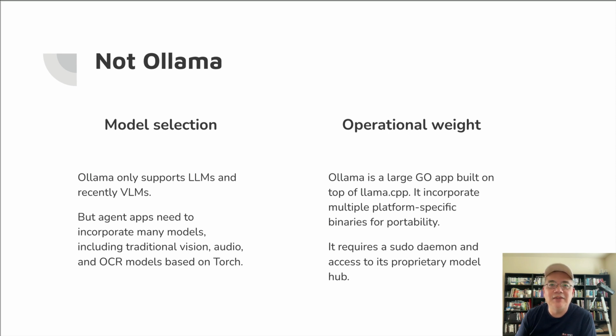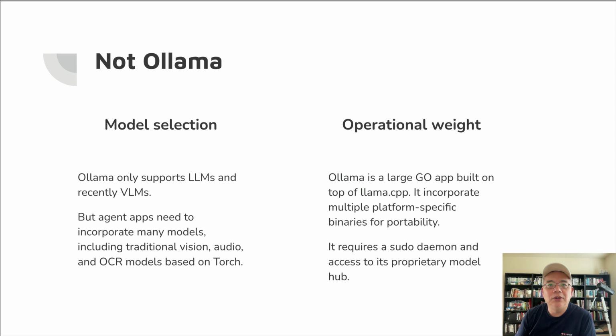So it makes it difficult. You need additional tools other than that in order to embed those models into your application. Another problem with that is the operational weight, because it is designed to be easy to operate. But because of that, Ollama essentially is a Go application built on top of llama.cpp. It has multiple platform-specific binaries packaged into the same application, so it detects which platform you are running and then routes it to the correct binary to execute it, which makes it easier for, say, first-time users.